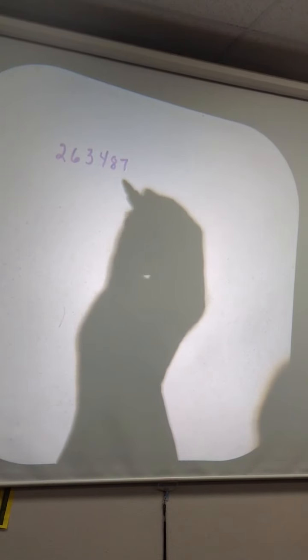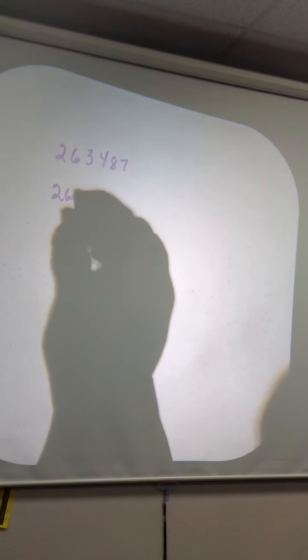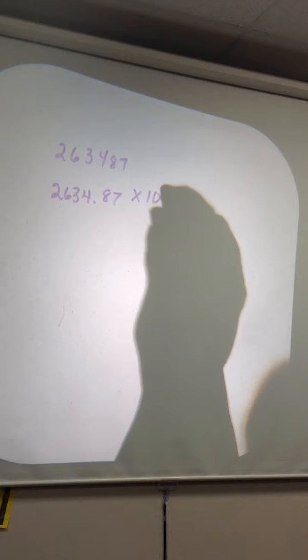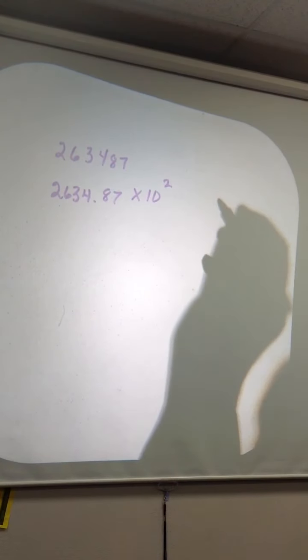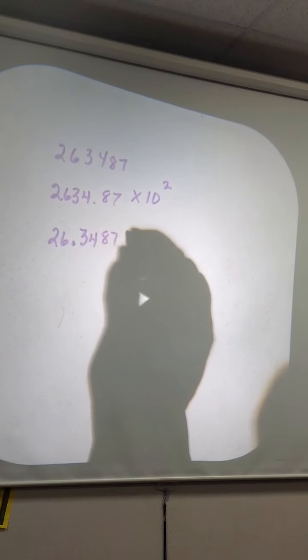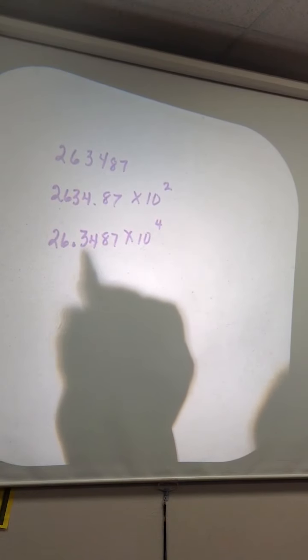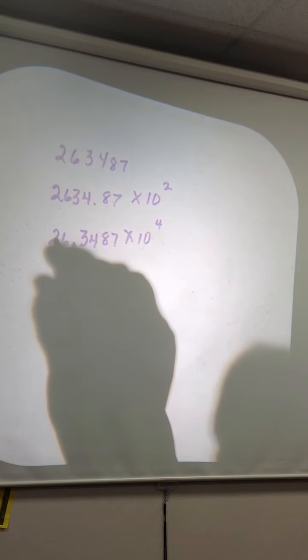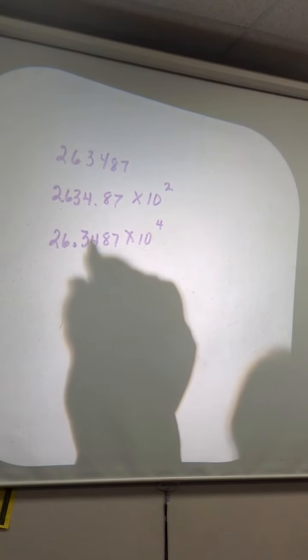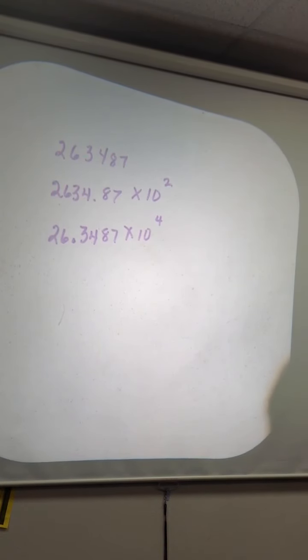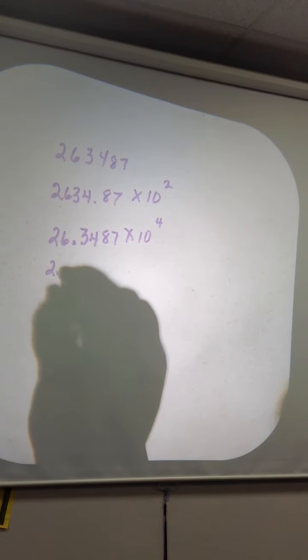Some people will write it as 2000 or 2634.87 times 10 squared. Some people will write it as 26.3487 times 10 to the fourth. Why? That's wrong. And if you've been missing your scientific notation problems on your test, that's more than likely the reason. You can only have exactly one number that isn't zero in front of the decimal point.